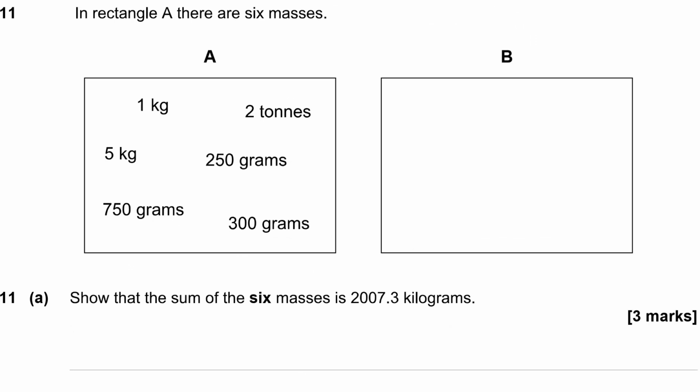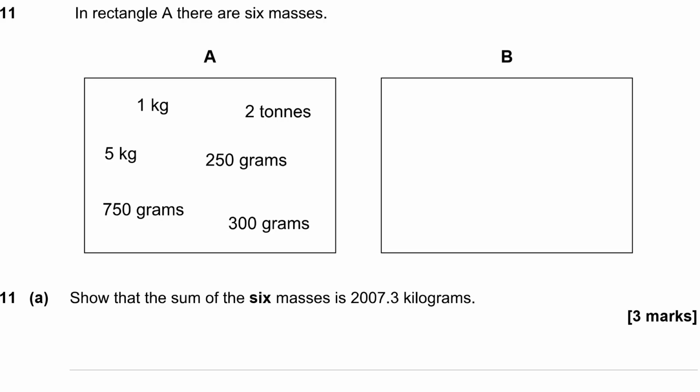Question 11. In rectangle A, there are 6 masses. We've got 1 kg, 5 kg, 750 grams, 250 grams, 300 grams, and 2 tons. And part A says, show that the sum of the 6 masses is 2007.3 kilograms. So basically, we're going to have to convert them all to kilograms and add them all up.